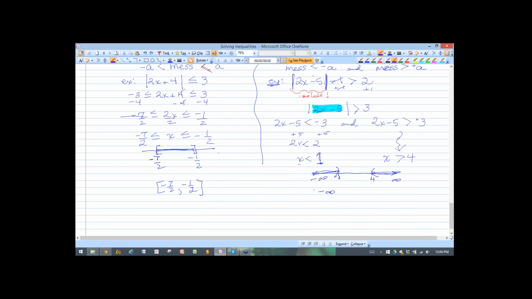I'll do one more word problem. We're going to write negative infinity through 1, using the parenthesis. And for this one, right under it, let's write 4, infinity. Now this interval notation is representing sets. So to join two sets together, we use union. So this is saying the same thing as these things here. This is one way to say it, another way to say it, and another way to say it. These are all the same things.